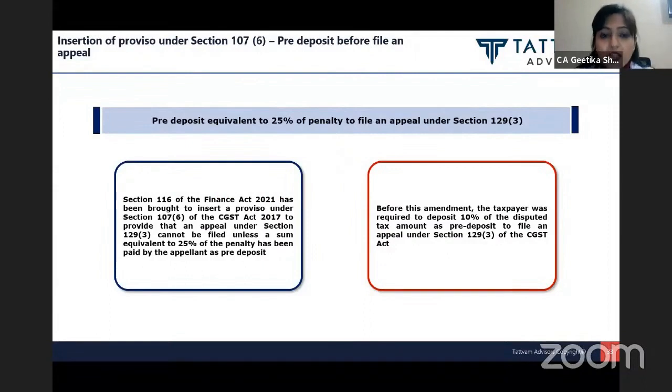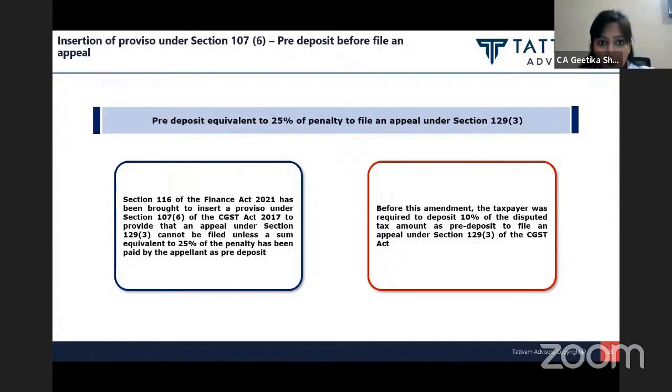Section 107 subsection 6 has been amended to increase the pre-deposit amount. Earlier the pre-deposit amount was 10% of the tax which was being disputed. Now it is 25% of the penalty. So earlier it was 10% of the tax, which was the 100% portion. Now they have made it 25% of the penalty, which is 25% of the 200% amount that you are going to pay. So this is such a huge amount that they are going to hold before you go for any appeal.